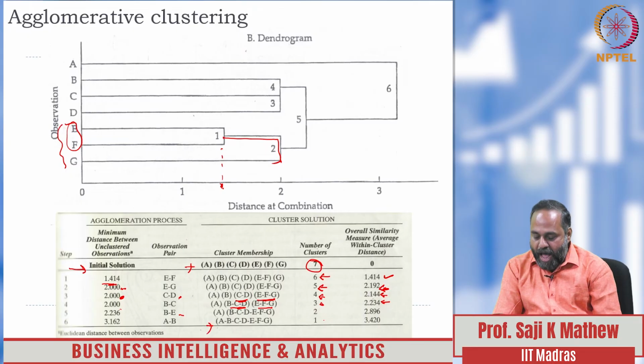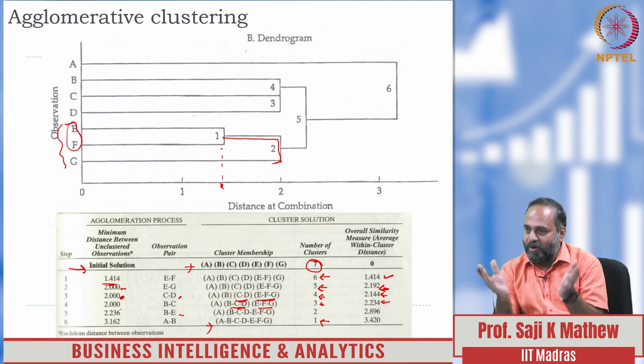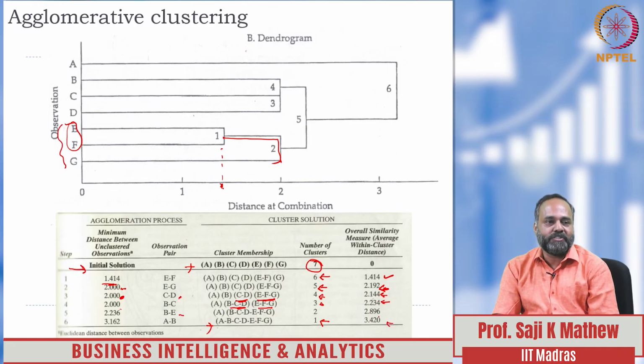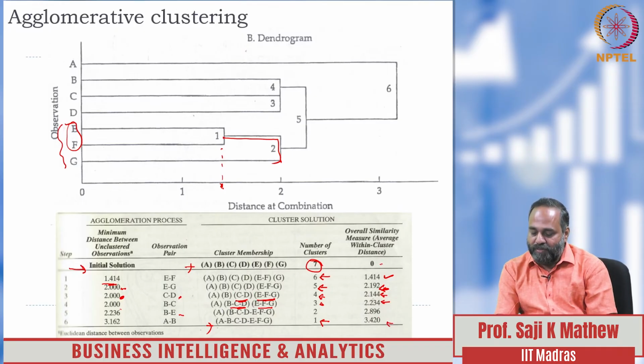And what is the number of clusters here? All are connected. Like we are saying, all objects together fall into one group. And obviously you see the error has increased. From 0, when you treated each object as a cluster, the error was 0. When you grouped everyone into one bucket, then it became 3.42.